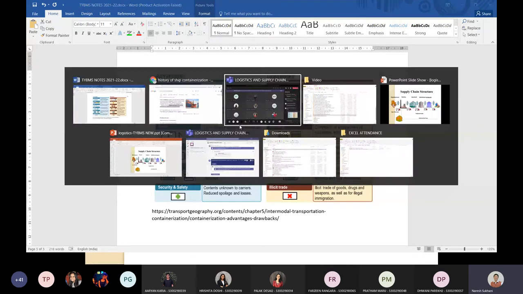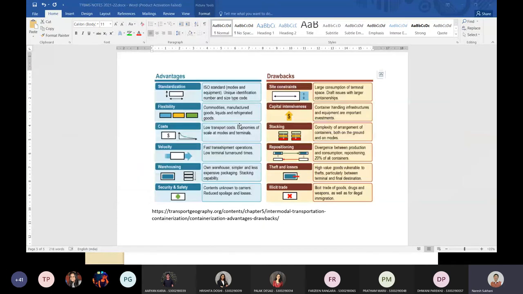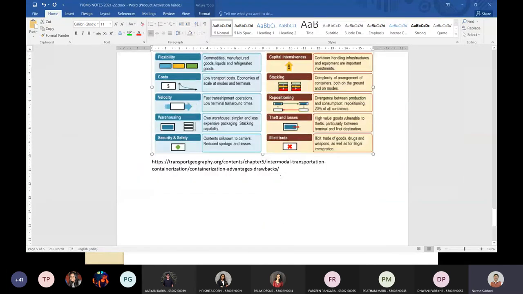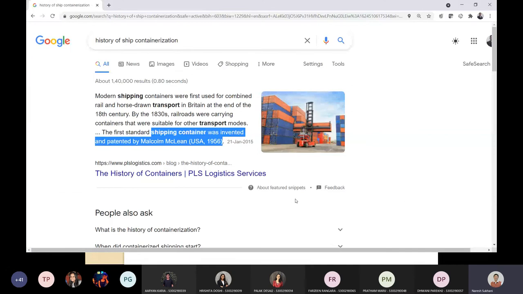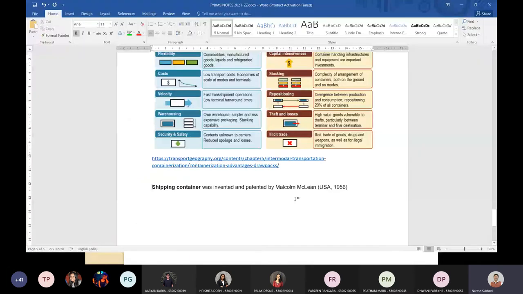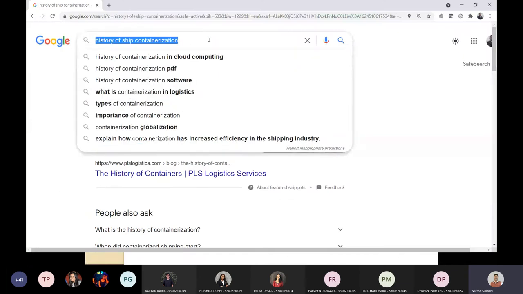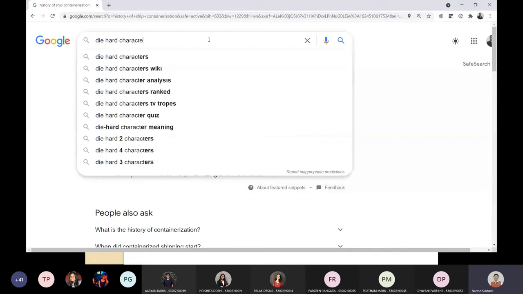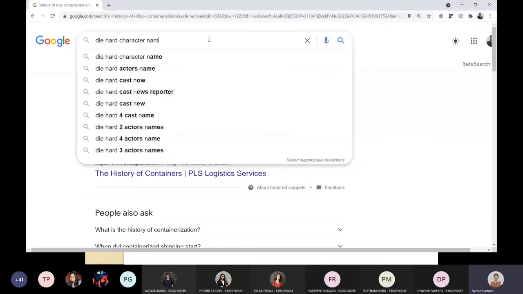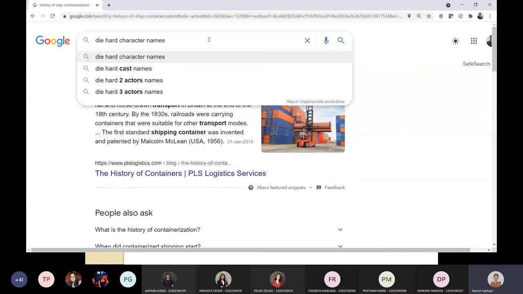Okay, I'll put it up here. The shipping container was invented and patented by Malcolm McLean. I used to remember his name this way: you might have seen the Die Hard movie. Have you seen Die Hard? Bruce Willis. Give me a second, the character name in Die Hard is John McClane. So that is how I used to remember this name. McClane. All right.